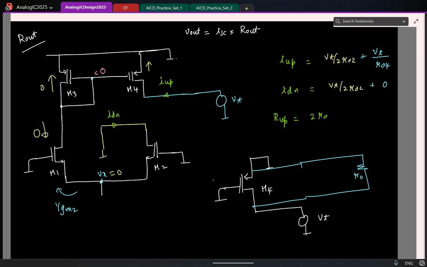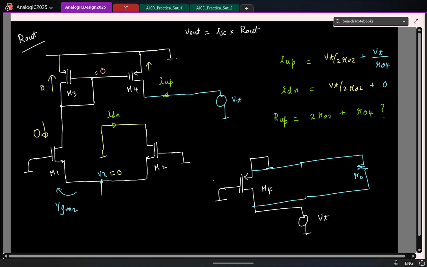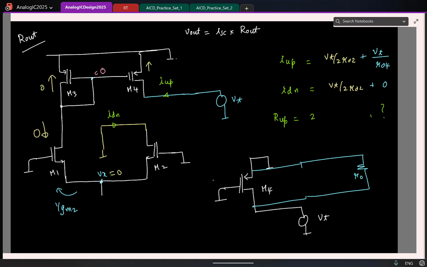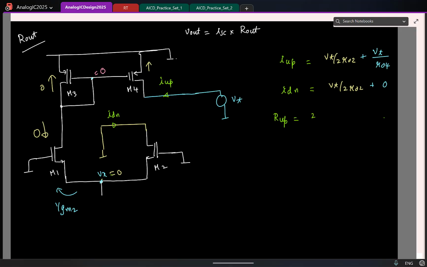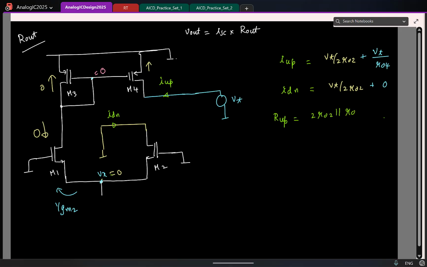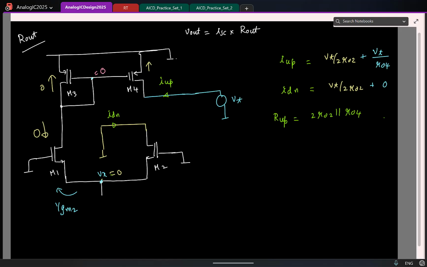2 or not 2? Plus? Is it plus? Is that correct? Oh, okay, again. Correct. It will be VT upon I up. I'm basically trying to find Vtest by I up. So what will that be? Is it clear that this is going to be 2 R02 parallel with R04? Is this clear? No confusion?